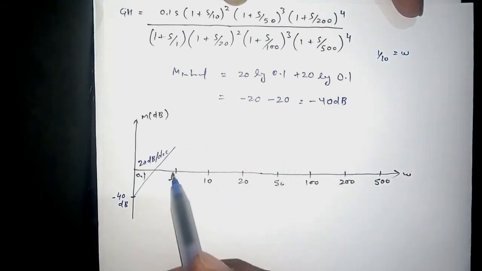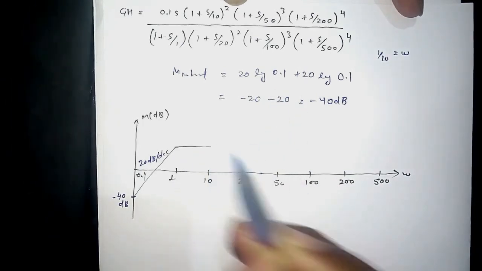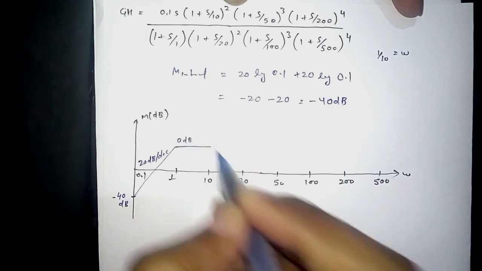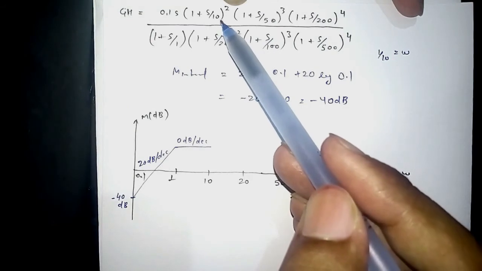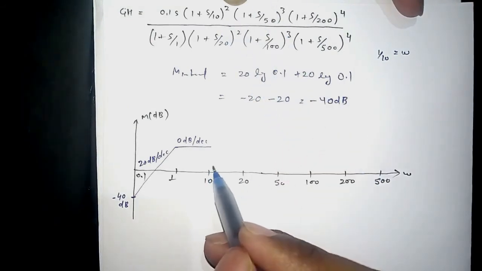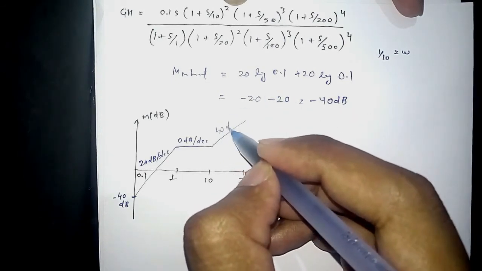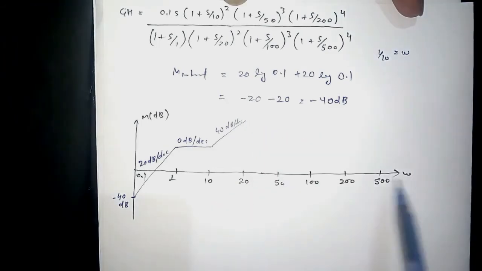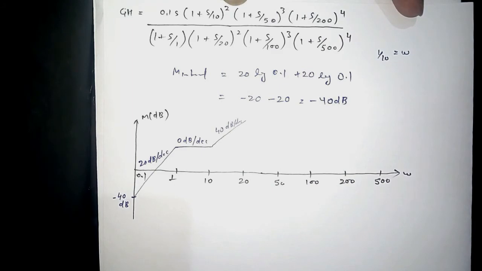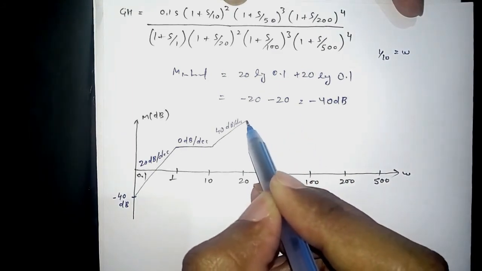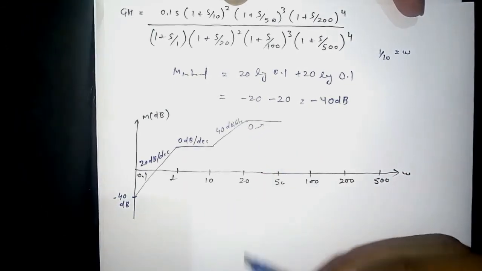After that, at omega equal to 1 we have one pole, so that will normalize the slope, and this will be 0 dB per decade. Then at omega equal to 10 we have two zeros, so the slope will be 40 dB per decade. At omega equal to 20 we have two poles, so that will also make it 0 dB per decade, so 0 is the slope of this line.